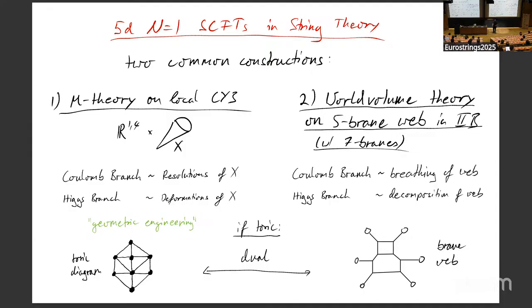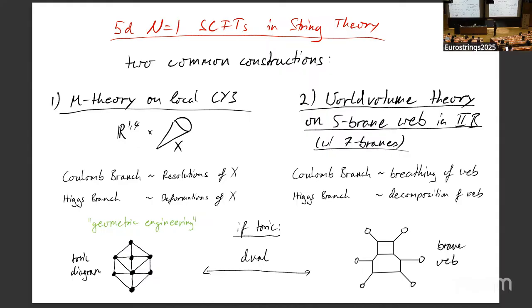5-dimensional N=1 SCFTs is what we're going to look at. And they can be constructed in 2 ways in string theory. And how this fits together is the topic of the talk, at the example of Higgsing. So one way is to put M-theory on some local Calabi-Yau 3-fold. So we'll have an R^{1,4} left over. These are our 5 space-time dimensions.